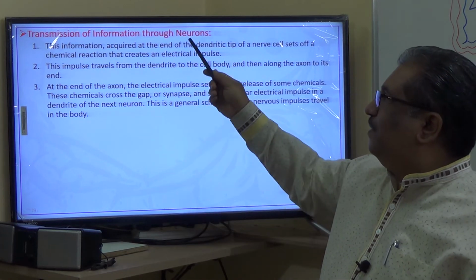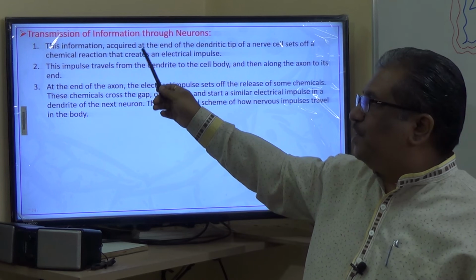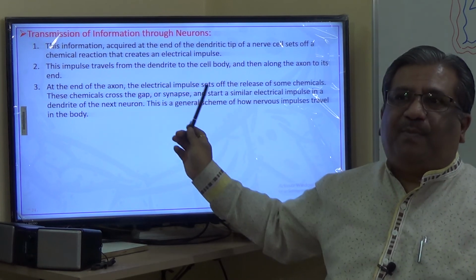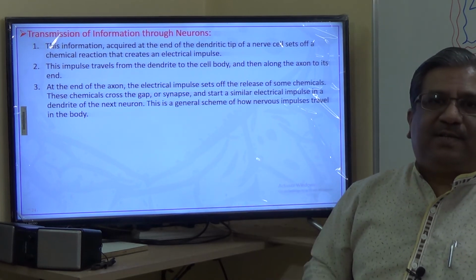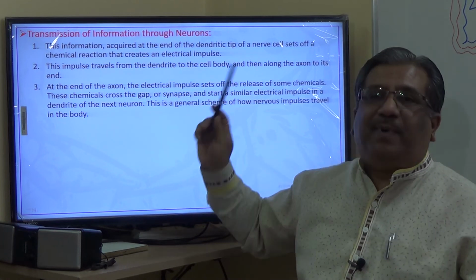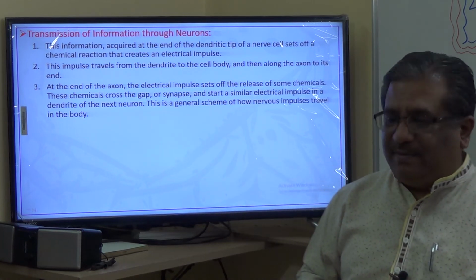So the transmission of nerve impulse is accomplished by these 3 points. Very important, note it down. I hope you have understood what it is. So you should read this 2-3 times, then you will really understand. Okay, fine.